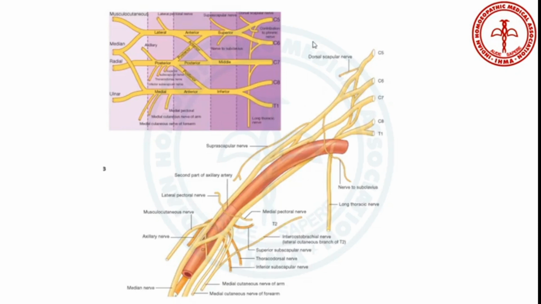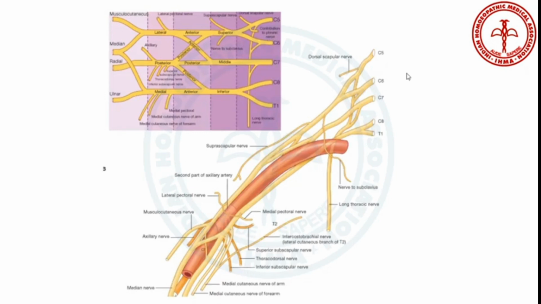So how exactly is this brachial plexus formed? The brachial plexus has various stages: there is a root portion, then there are trunks, then there are divisions, then there are cords, then there are branches. So these are the subheadings to be learned. If you trace the brachial plexus under these subheadings, then it will be very easy.